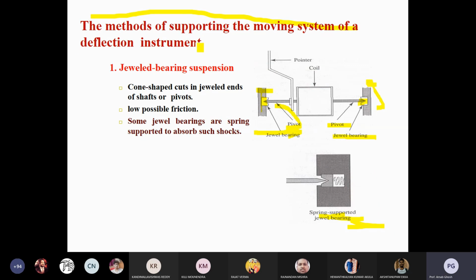What are the important points? Number one is jewel bearing suspension. That bearing is also connected, but it is in suspended mode. Next one is the cone-shaped cup jewel bearing. Next, low possible friction. Some jewel bearings are supported to absorb shock. So the important point is that it can absorb the shock. It is easily accessible and anybody can use it. Nothing very complicated, so you can use it.